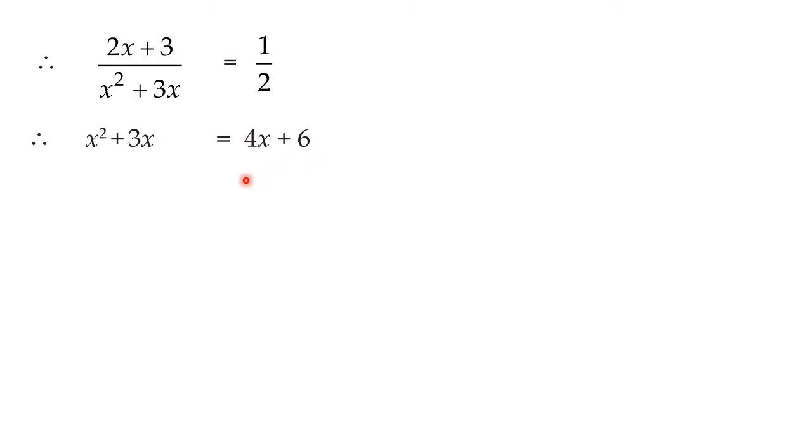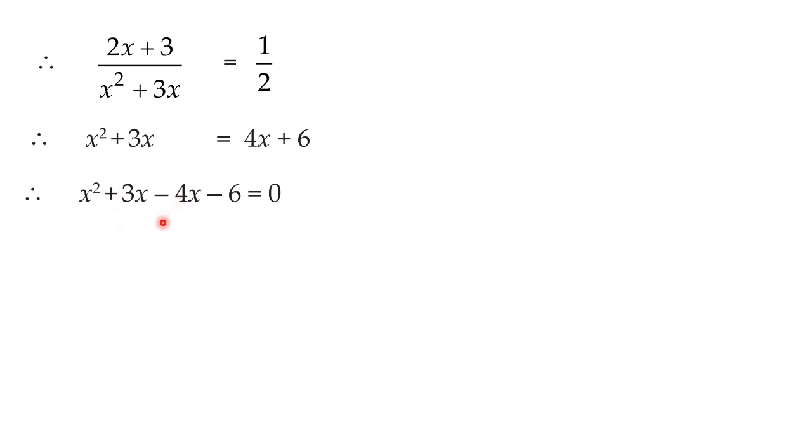Okay, now let's shift these two terms to the LHS. So what we will get is x square plus 3x minus 4x minus 6 is equal to 0. Both these terms, their signs will get changed when we shift them to the left hand side. Now you will observe that these two are like terms, so we can add or subtract them. Here we need to subtract because their signs are opposite.